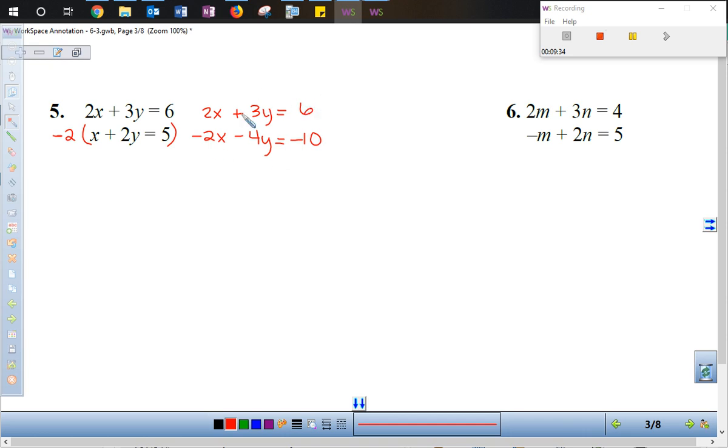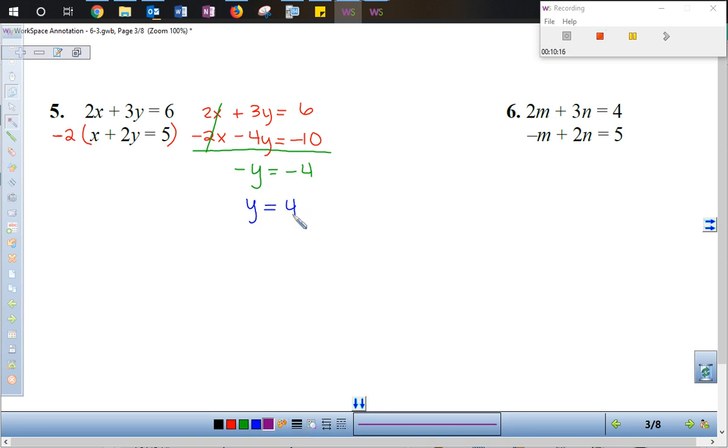Now, I've got these two equations that I'm going to work with. They're all stacked on top of each other, nice and neat and ready to go. I can ignore these. I'm done with them for now. So, to add these two together, if I have a 2x and a negative 2x, those go away. If I have a 3y and a negative 4y, that's going to leave me with a negative 1y. And then a 6 and a negative 10. Add those together and I'm going to get negative 4. Now, if negative 1y equals negative 4, I can divide each side by a negative 1, and that's going to change the signs and give me y equals 4.